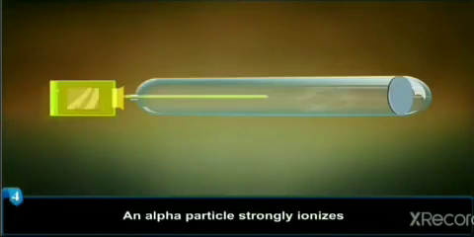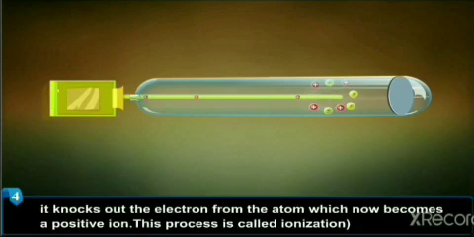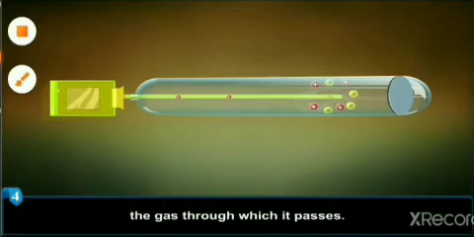4. An alpha particle strongly ionizes. An energetic particle, when it suffers collision with the atom of a gas, knocks out an electron from the atom, which now becomes a positive ion. This process is called ionization. This is the case with alpha particles.